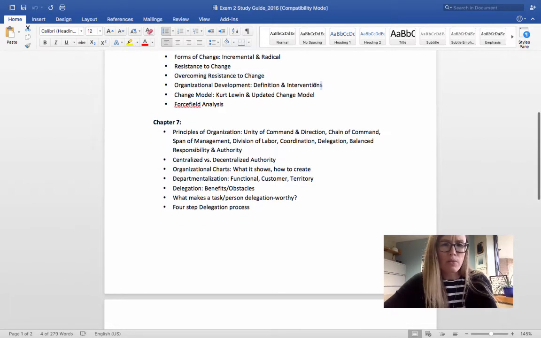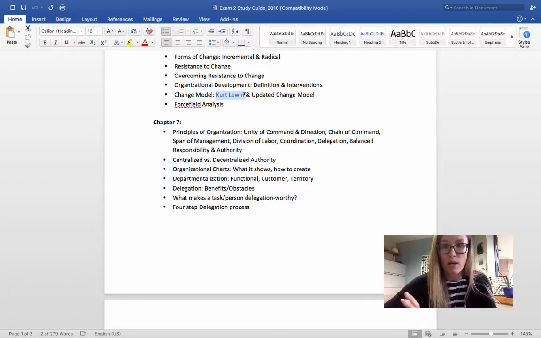We didn't really talk much about organizational development, so that really won't be on there, but be familiar with Kurt Lewin's change model, the unfreeze, change, refreeze, and also be able to identify, if this was a short answer, some of the management components or skills or behaviors that go with each step in that process.